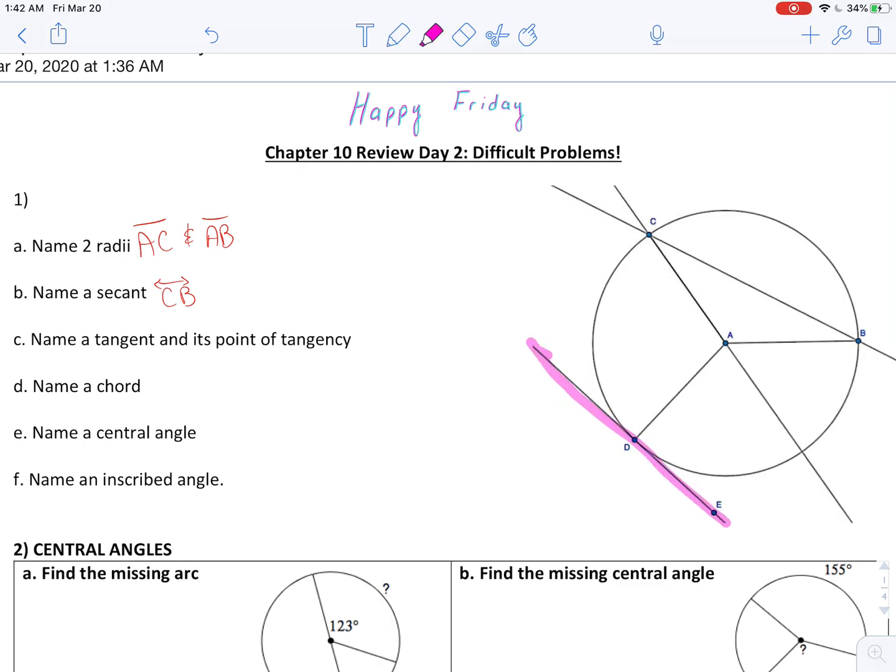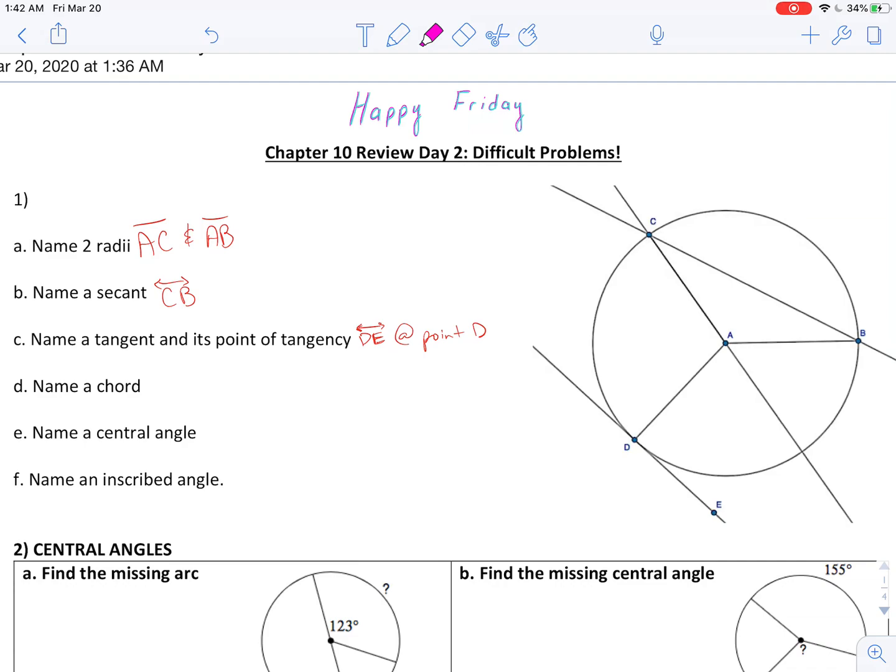Now we're going to name a tangent and its point of tangency. Tangent only touches the circle one time. And that point of tangency, where is it touching the circle? So DE or ED, depending on how you want to name that. As long as it's got the arrow up top, the big line symbol above it, line DE, tangent at point D. So D is that point of tangency.